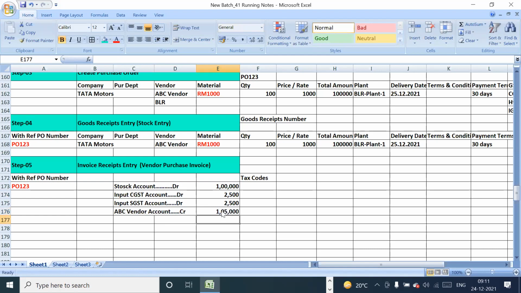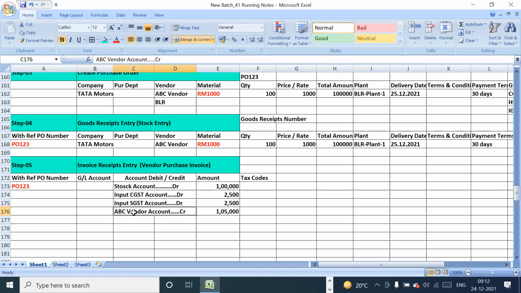This is the accounting entry. Account debit or credit. Okay. And here, what is the accounts for that? So what is the GL account for purchase? What is the GL account for tax? What is the GL account for IGST?